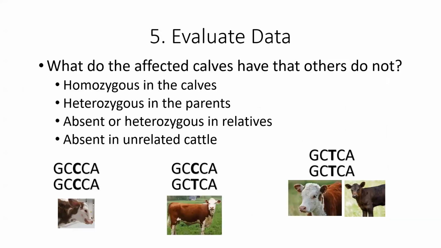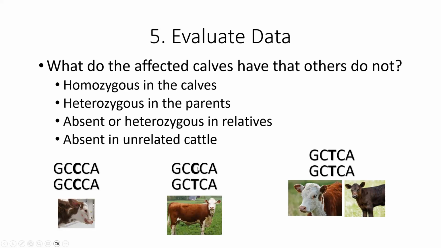So we sequence it, and then we're going to evaluate the data. This is the search for the needle in the haystack. We're searching through that whole entire genome. And in this case, where we think it's a recessive, we're asking the question, what do the affected calves have that the others do not? Specifically, where are the calves homozygous, or have two copies of the same DNA base? All their parents then needed to be heterozygous. So they needed to have one of those bad copies, if you will, to give to their calves. They can't have two bad copies, though, because otherwise they would be affected themselves.